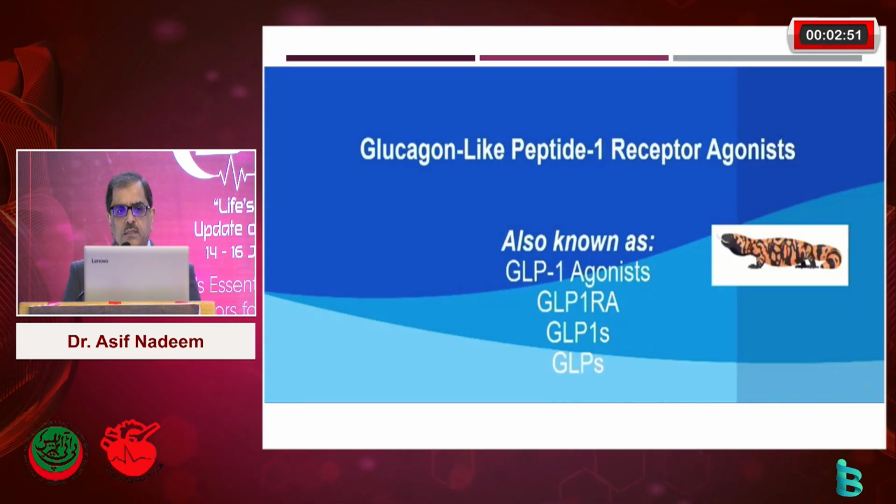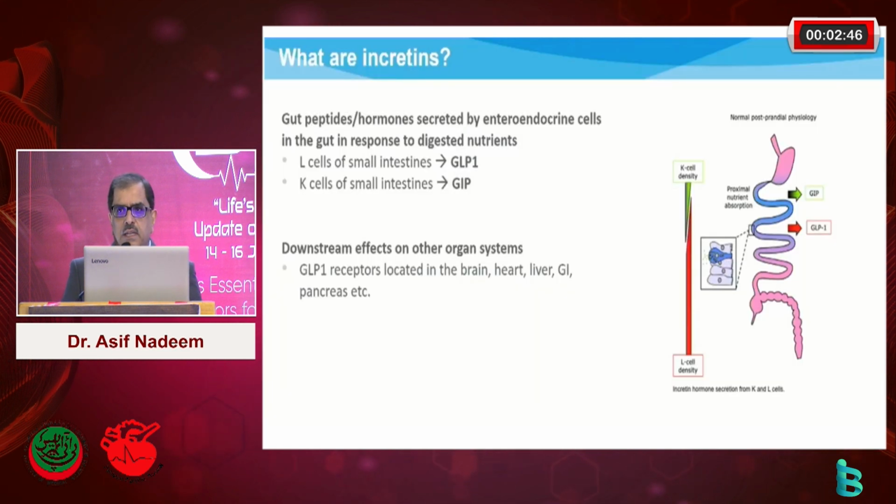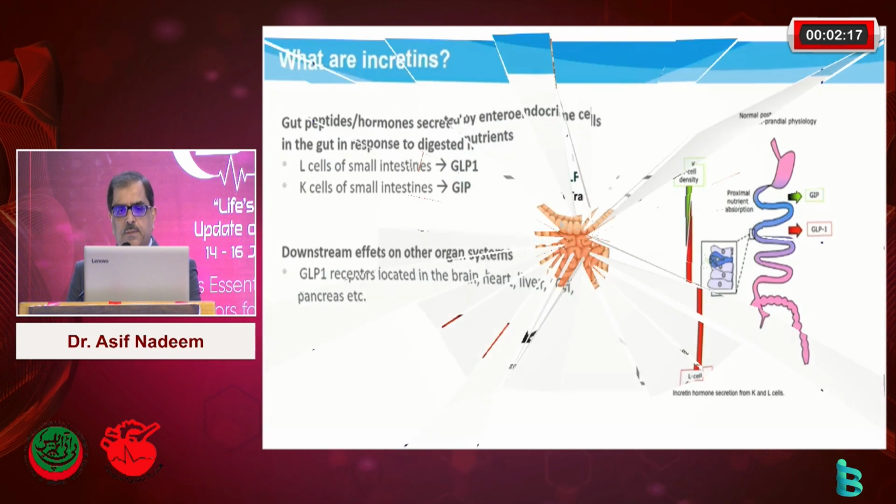And what is this? This is glucagon-like peptide 1 receptor agonist. This is the incretin family, and the incretin family are gut peptides or hormones which are secreted by enteroendocrine cells in the gut in response to digested nutrients. When we take meals, these are liberated. So these are GLP-1 analogs, or glucagon-like peptide 1, and GIP, or gastric inhibitory peptide. They have receptors all over our body, in the brain, heart, liver, GI tract, pancreas, etc.